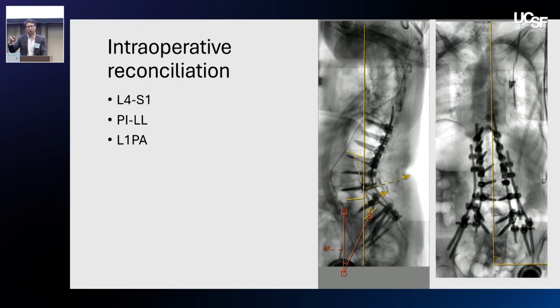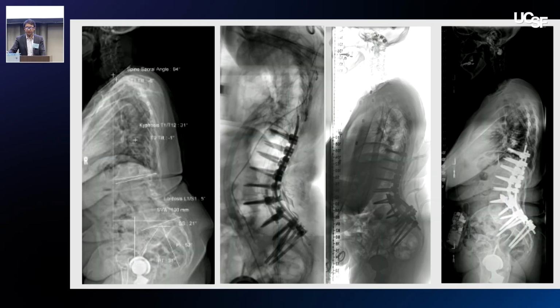So this is alluded to a little bit yesterday as well for complication avoidance. Intraoperative reconciliation using the O-arm and getting basically a long plate during the operation. You can measure all the things that were really well described yesterday by Mike and others. L4 to S1 lordosis, PILL, and both spinal hip axis measurements as well. These are done at the end of every case and corrected if needed.